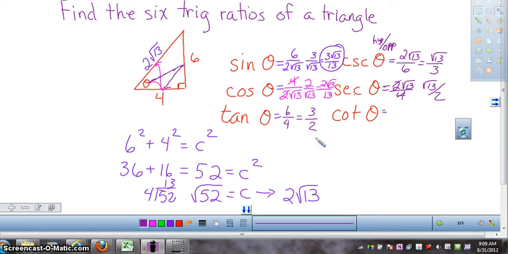And the cotangent, well, I could look at my triangle, but I don't need to. The cotangent is the reciprocal of tangent, so it's 2/3. I just flipped my fraction. That's how you find the 6 trig ratios of a triangle. You do have to use a little bit of algebra with your radicals and your square roots.